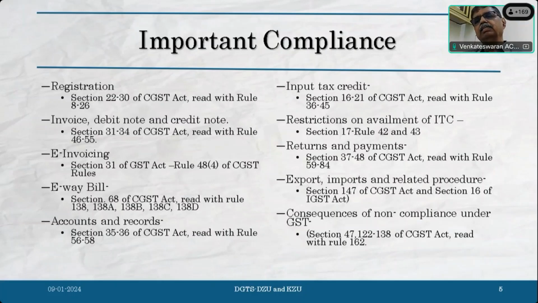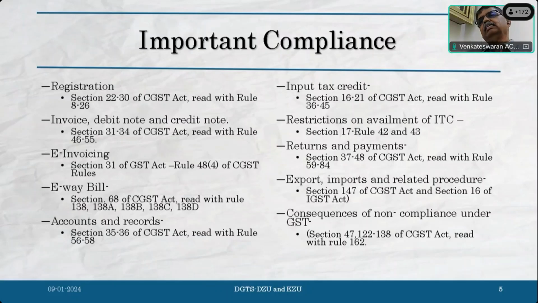And next, for the movement of goods, there is one more requirement, the e-way bill provisions, covered in section 68 of the GST Act, read with rules 138 and 138A. That means how to check, how to prepare, which are the documents, and which are the exempted categories. So these 3 are the basic requirements for your self-assessment of the supply of goods and services. Then your accounts and records, that is sections 35 to 36 of the GST Act, read with rules 56 to 58.